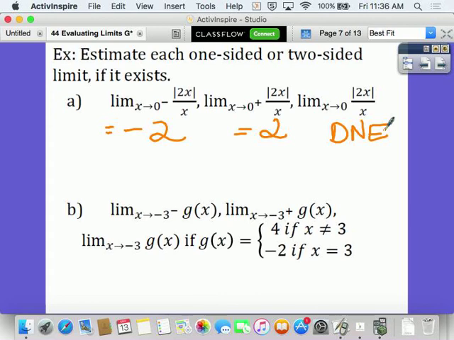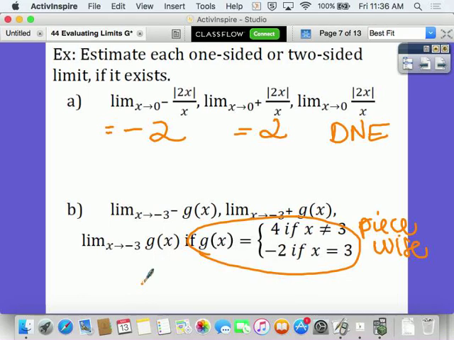Let's look at this one. This right here is an example of a piecewise function, which we talked about back in lesson 6. Do a quick sketch. g of x equals 4 is a horizontal line that crosses the y-axis at 4. And since it says where x is not equal to 3, that means at 3 you have a hole there. So this is what g of x equals 4 looks like.